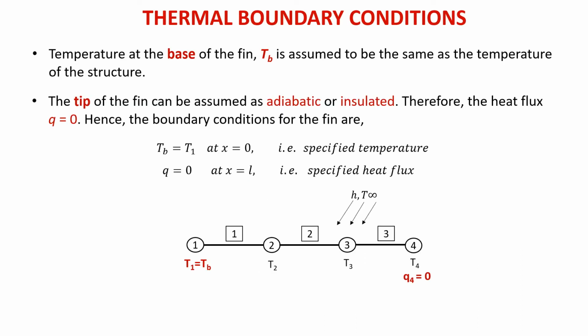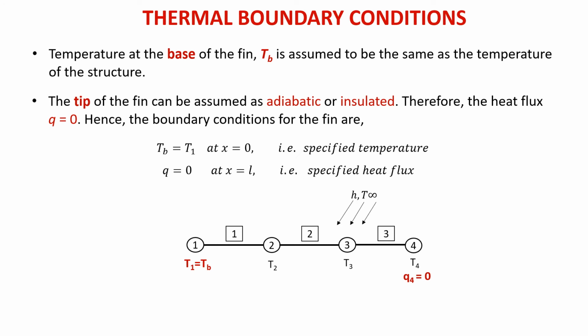In thin fin problems, there are two thermal boundary conditions. The first one, the temperature at the base of the fin, Tb, is assumed to be the same as the temperature of the structure, as mentioned in the previous slide, number 11. The second boundary condition, the tip of the fin can be assumed as adiabatic or insulated. Therefore, the heat flux is equal to 0.